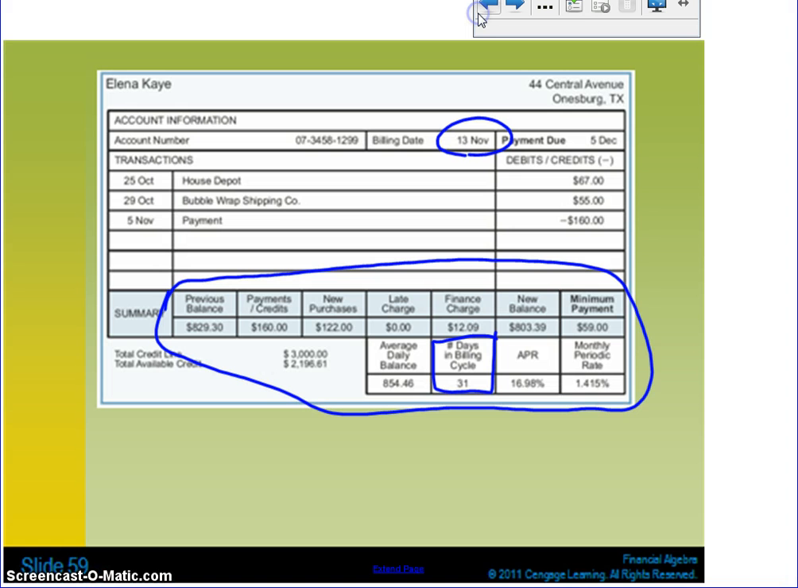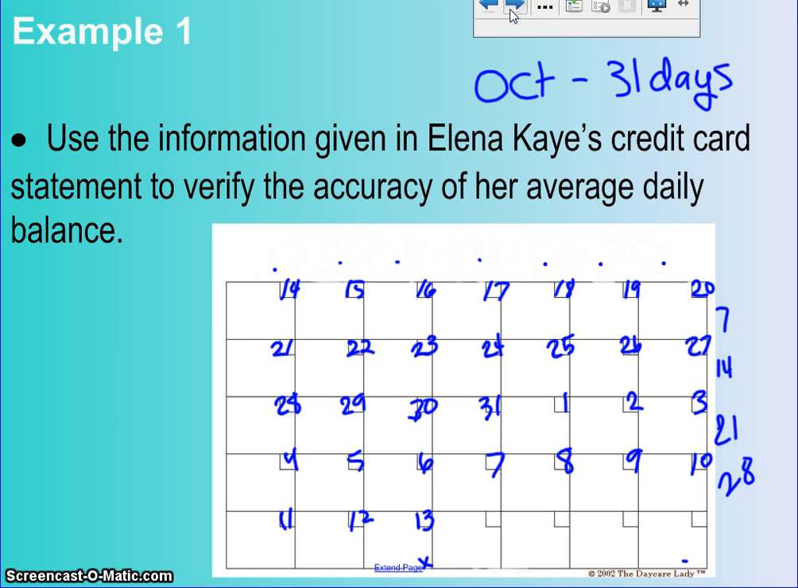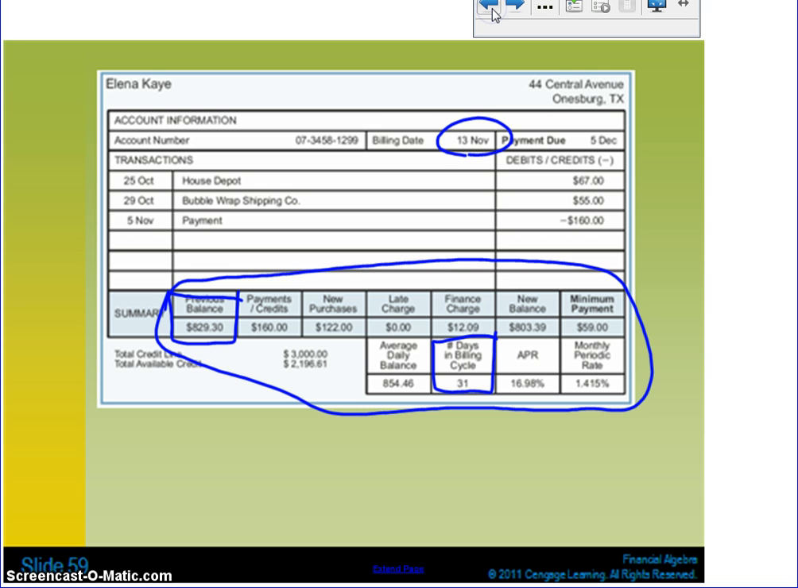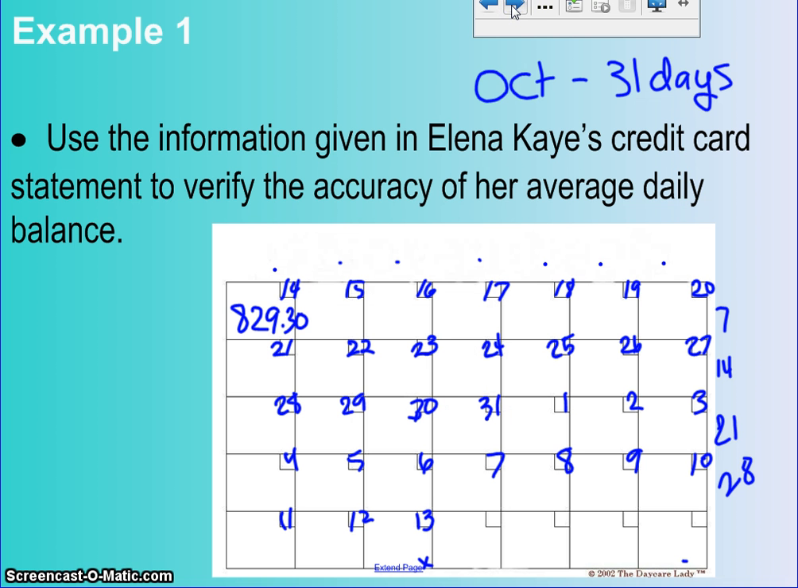So now looking back on that day, it looks like the previous balance is right here, and it was $829.30. So right here, we're going to write that the balance was $829.30. And notice then that the first time a transaction was actually made was on October 25th. So I know because of that that the balance was $829.30 all through this week and through this week, and then on the 25th a purchase was made of $67.